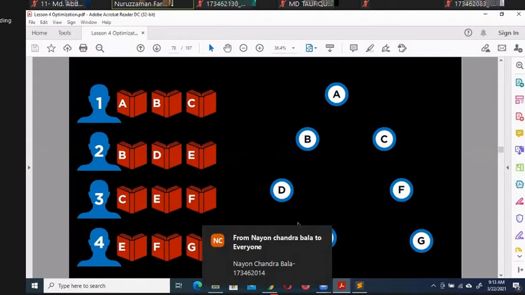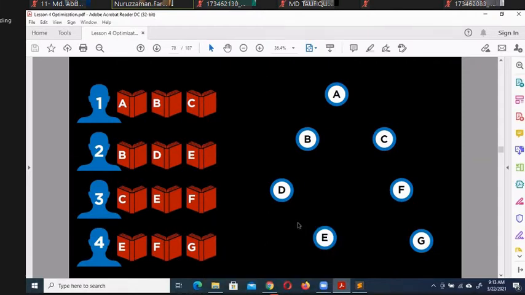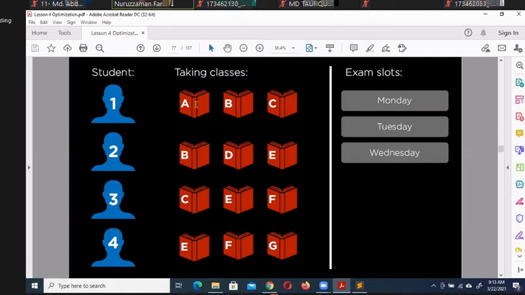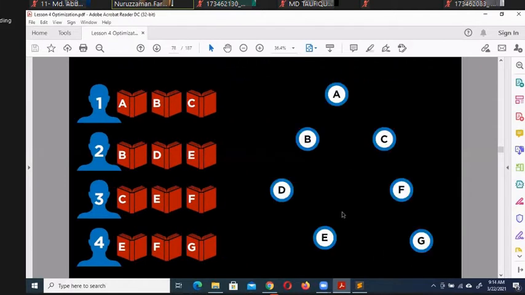So this is the application of graph theory. I'm pretty sure that you have all studied graph theory in CSE 307. So we are going to recall those. If you can't recall, don't be worried at all. I'm going to explain everything. So these nodes, A, B, C, D, E, F, G, are actually our classes. Classes from A to G have been represented with the nodes.